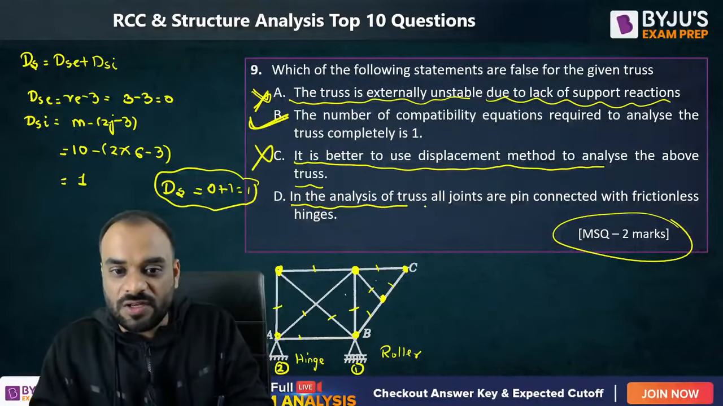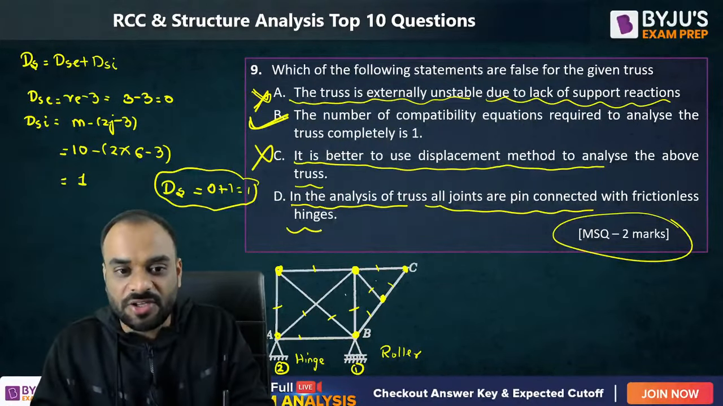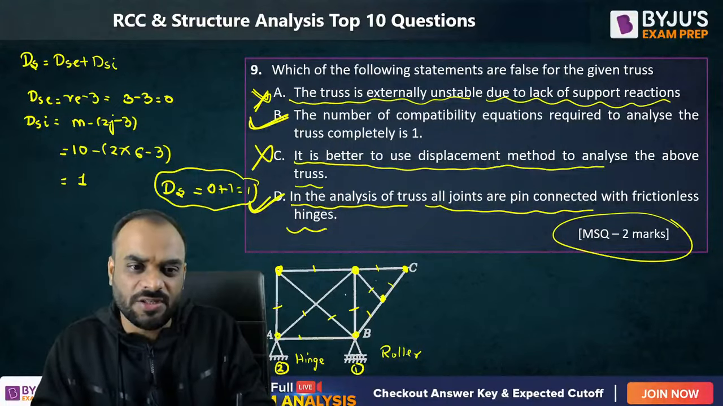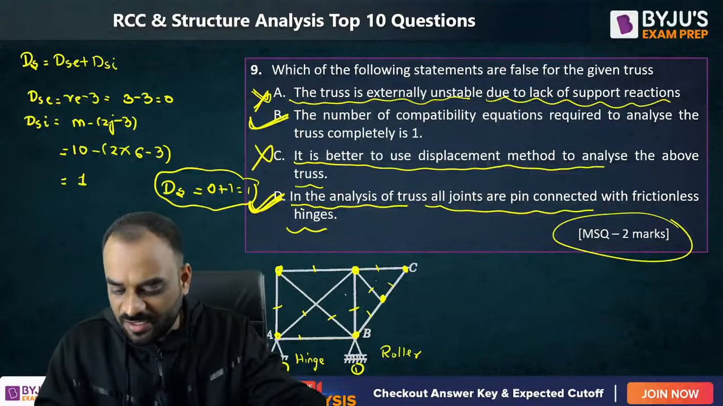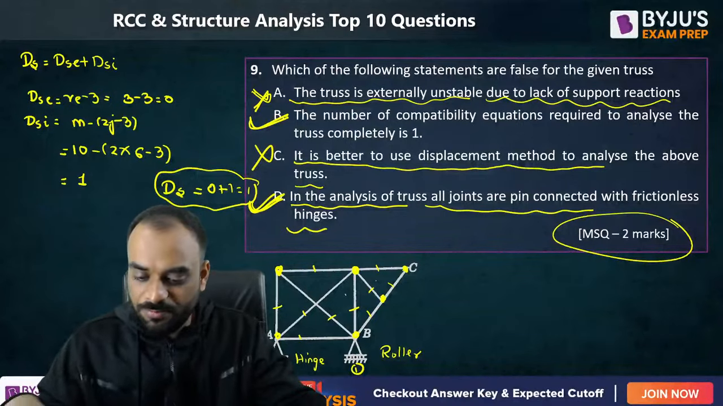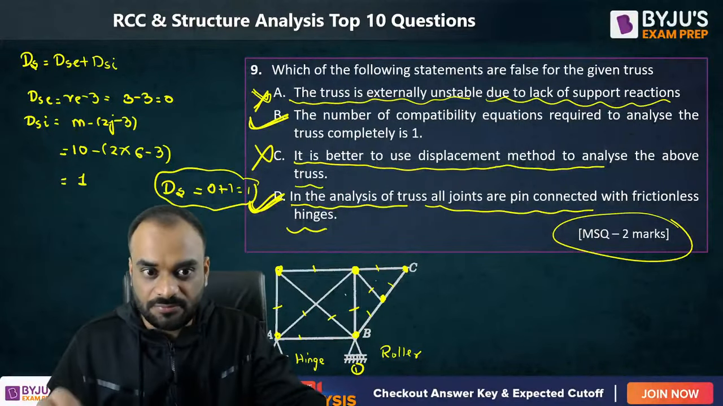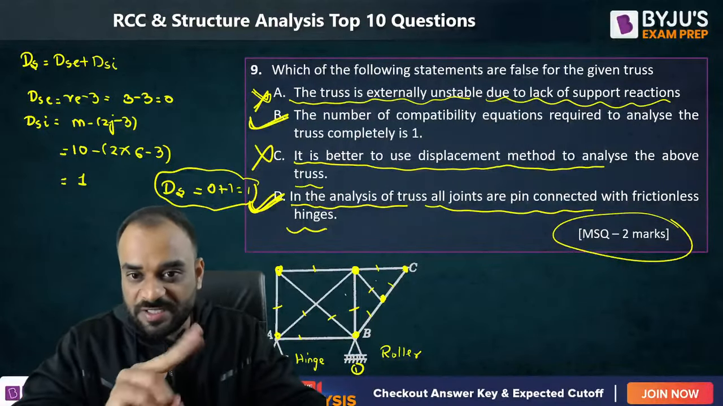In the analysis of truss, all the joints are pin connected with frictionless hinges. Yes, it is a correct assumption, right? So B and D are the correct answer for the problem. B and D are the correct statements. Only two statements are correct, B and D.